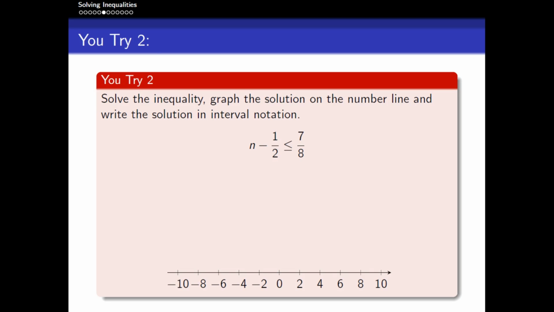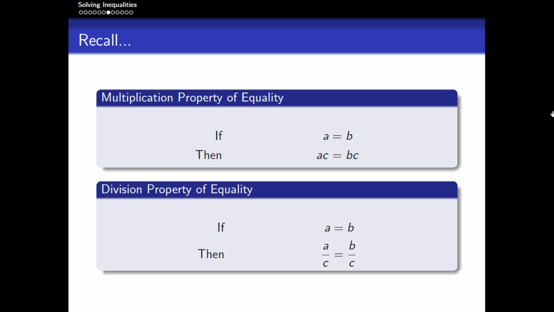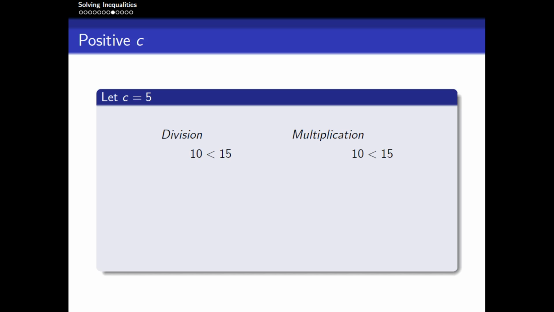Okay, let's move on to something else. So let's recall that for multiplication across the equal signs, if I had the same two numbers and multiplied them by the same thing, I had the same thing. With division, it was the same way. I could have two numbers that were the same, divide them by the same number, and they would be equal when we're all said and done. Let's see if it's the same way for inequalities.